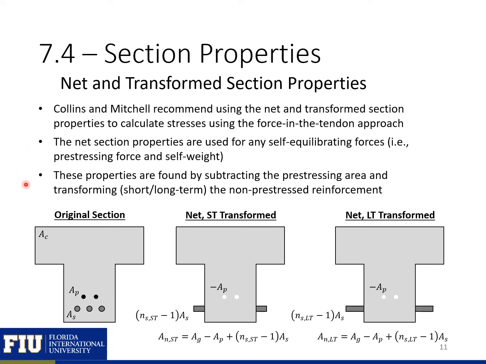The net section can be found by removing the area of the pre-stressing strands from your concrete area and by transforming the non-pre-stressed steel. Because you're transforming the non-pre-stressed steel, you can have both net short-term and net long-term section properties. You can see some basic equations here. If you don't have any non-pre-stressed steel, then your net short-term will equal your net long-term properties.